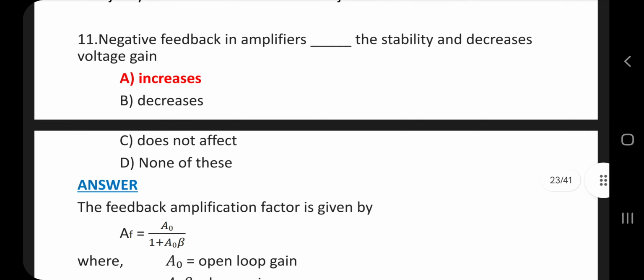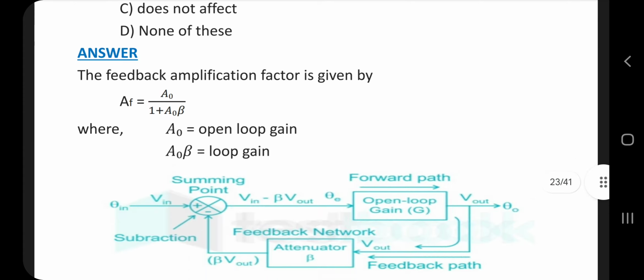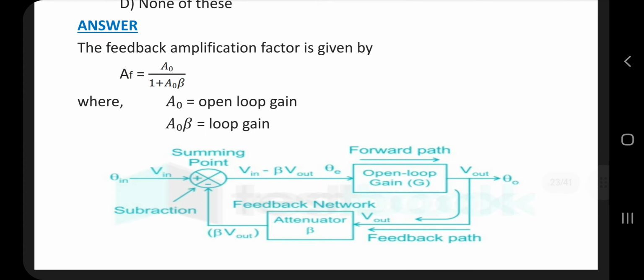Question number 11. Negative feedback in amplifier dash the stability and decreases the voltage gain. Answer is option A, increases the stability. The feedback amplification factor is given by AF equal to A0 divided by 1 plus A0 into beta, where A0 is the open loop gain and A0 beta is the loop gain. This is the feedback network.